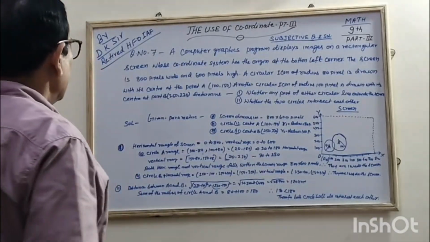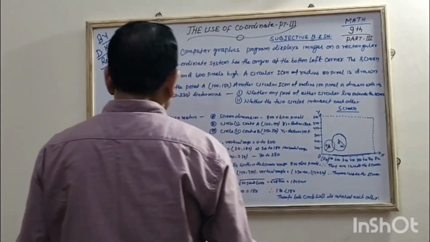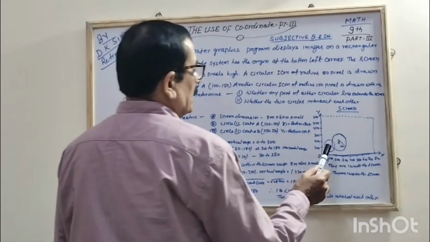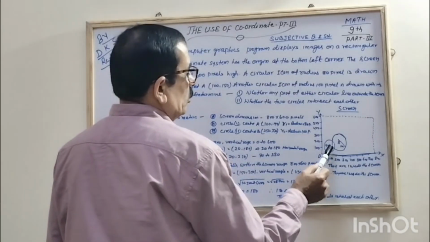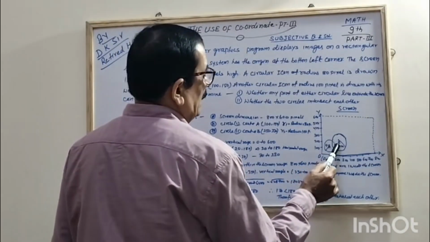Consider the range of circle A, the first circle, which is the smaller one. Here the radius is 80, correct? The center is at 100, so it can go up to 80 on this side and up to 80 on this side, correct?